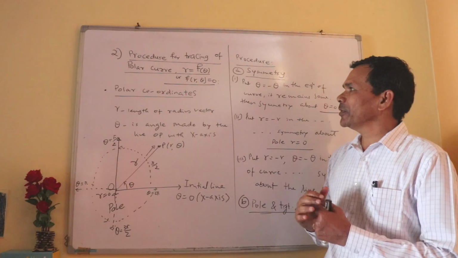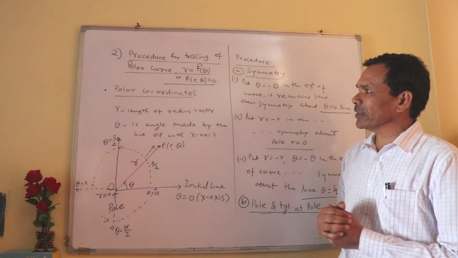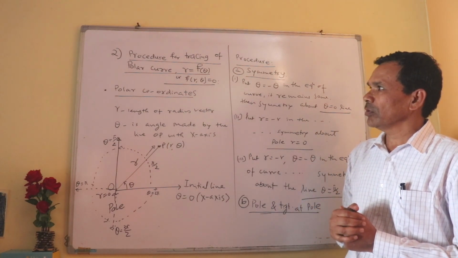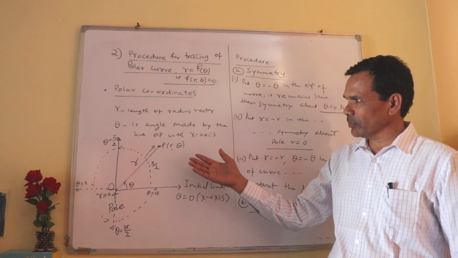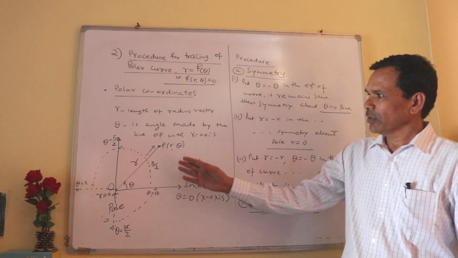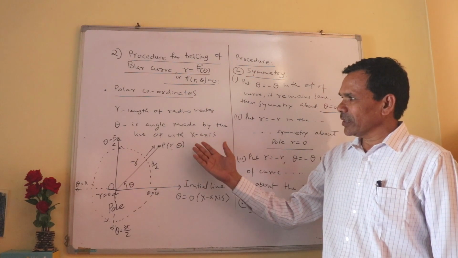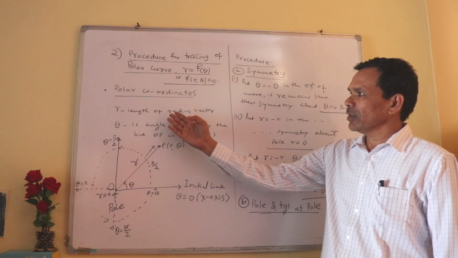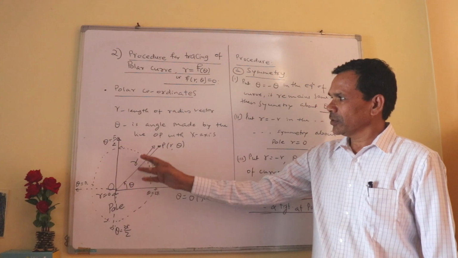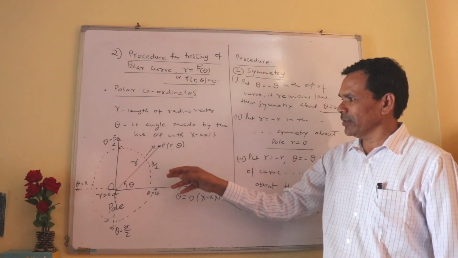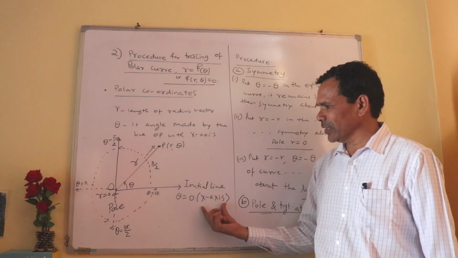R is equal to f of theta, or in the implicit form f of r, theta is equal to 0. Now I will just introduce polar coordinates first. It was already introduced, but this is a quick revision. So this is the figure. r and theta are the polar coordinates, r is the length of the radius vector as shown in the figure. Theta is the angle made by the line OP with the x-axis or the initial line.